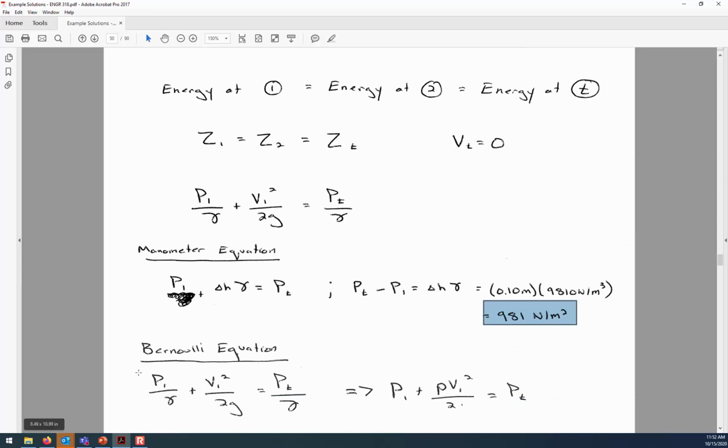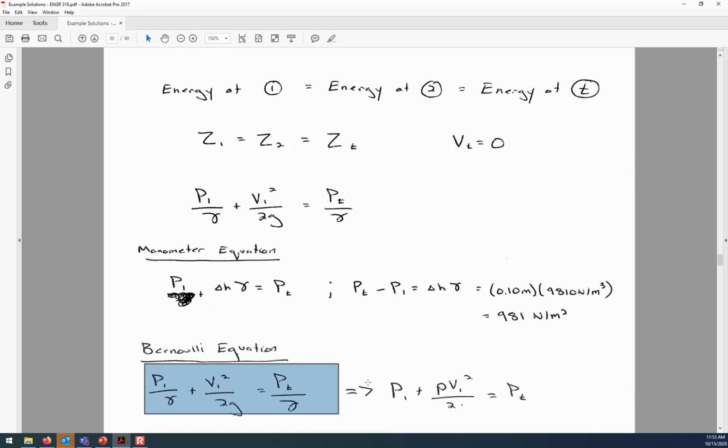Now the Bernoulli equation here is simplified because we've taken out the elevation term and the velocity at T is 0. And what I've just done here is I've multiplied each term by gamma, because here is P sub T minus P1. And I'm going to isolate that on one side of the Bernoulli equation as well, because I know that the pressure difference is 981. So I want to substitute 981 down into Bernoulli's equation.